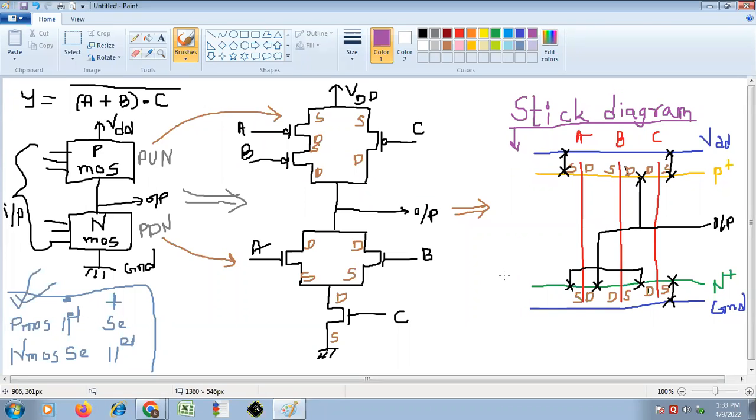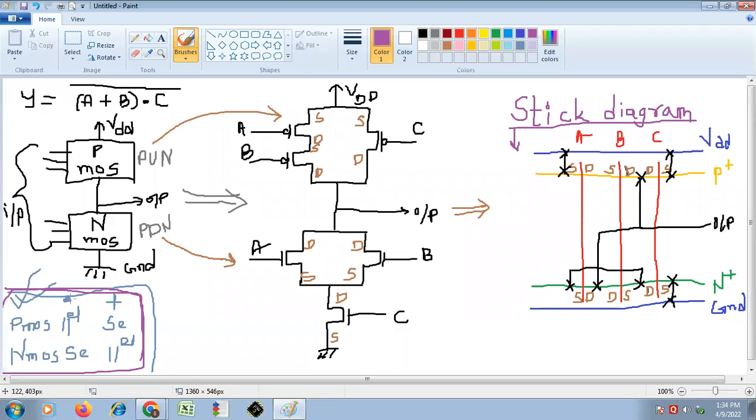Now we will go for some complex design. Okay, now we will try to design a complex equation. How to do that? Now first, again, I will not draw these CMOS connections and this rule. You have to remember this rule.